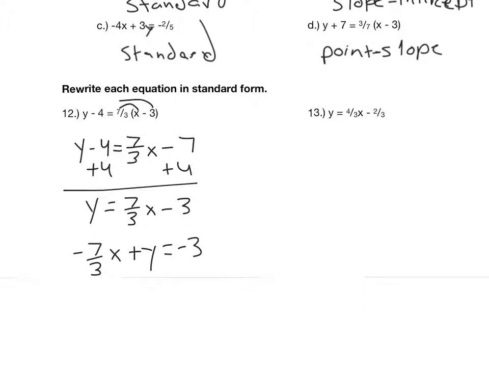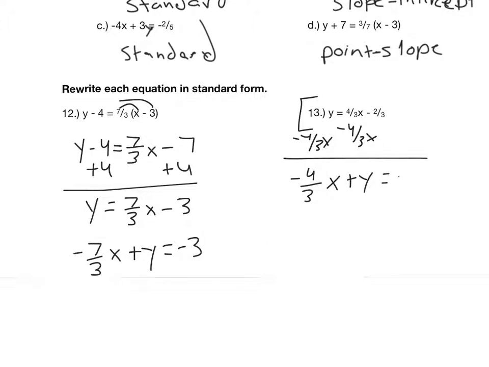Next, we have an equation in slope-intercept form. If we want to change that to standard form, we just need to move the x. We just need to subtract 4/3 x on both sides. And if we do that, we get negative 4 over 3x plus y equals negative 2/3. And you can leave it just like that.